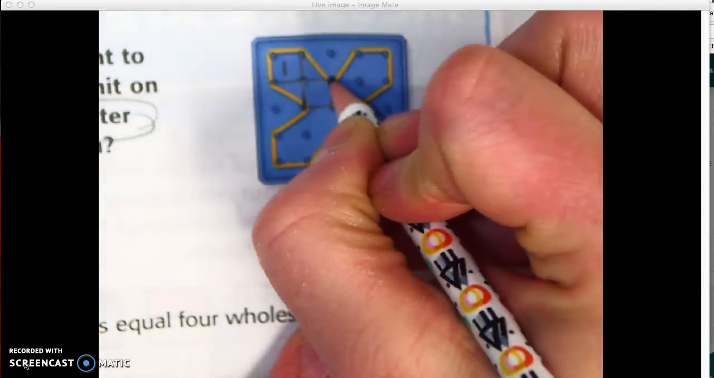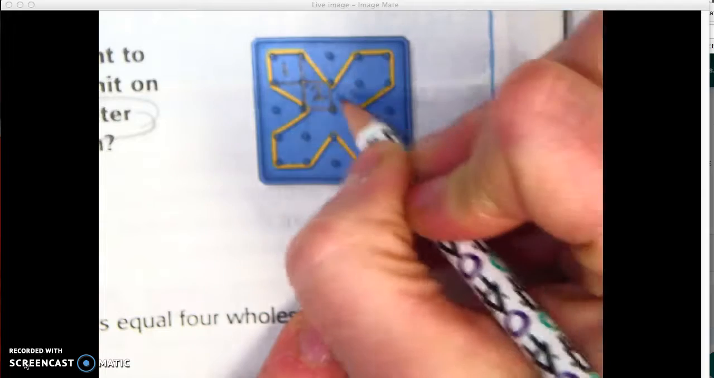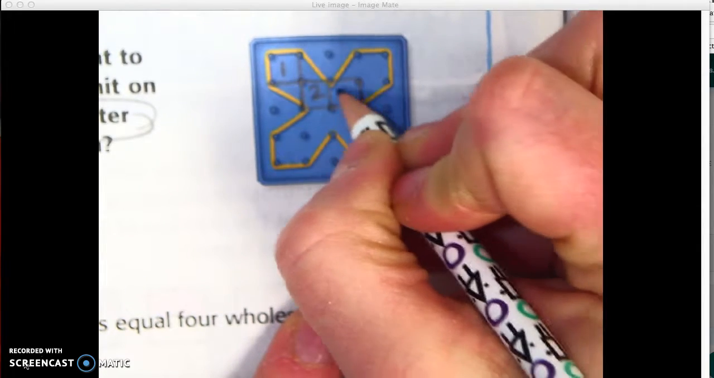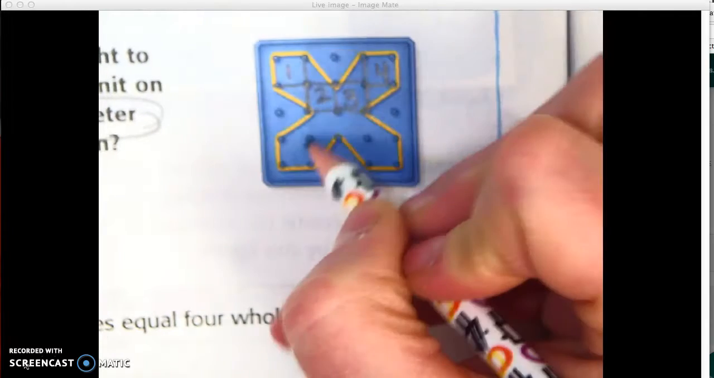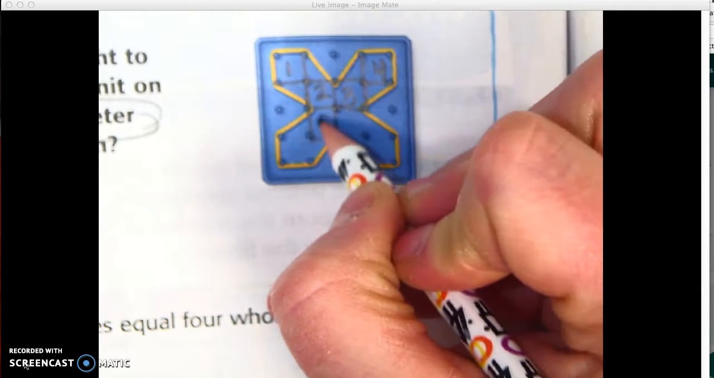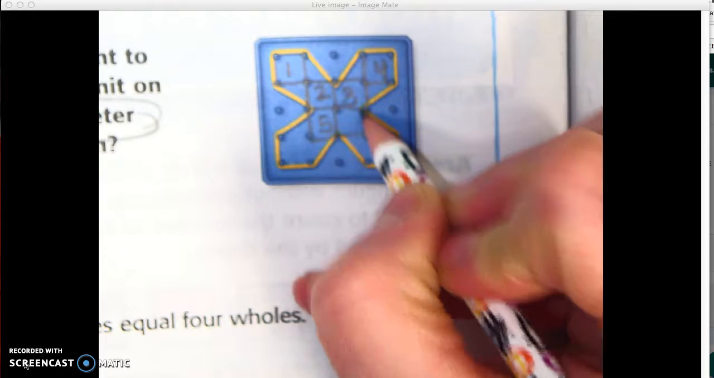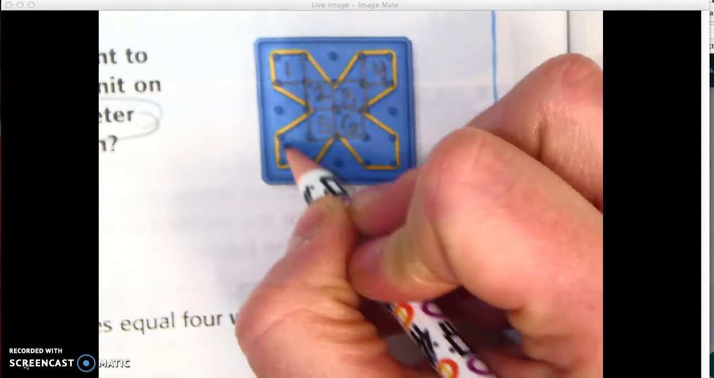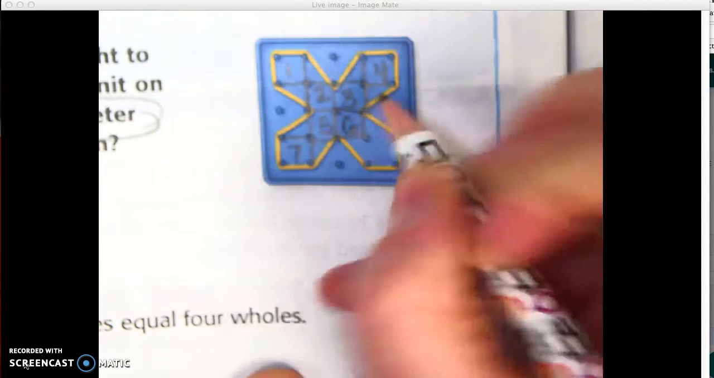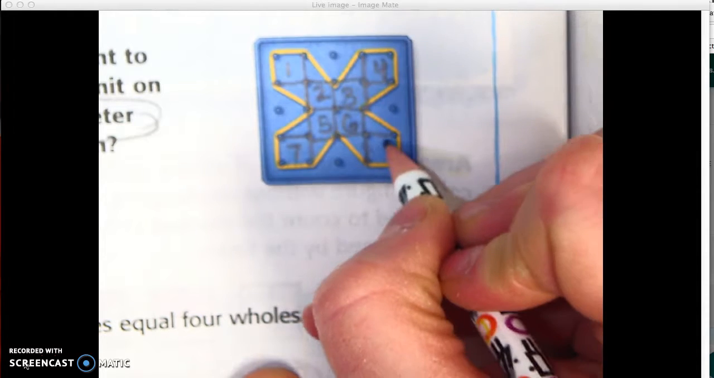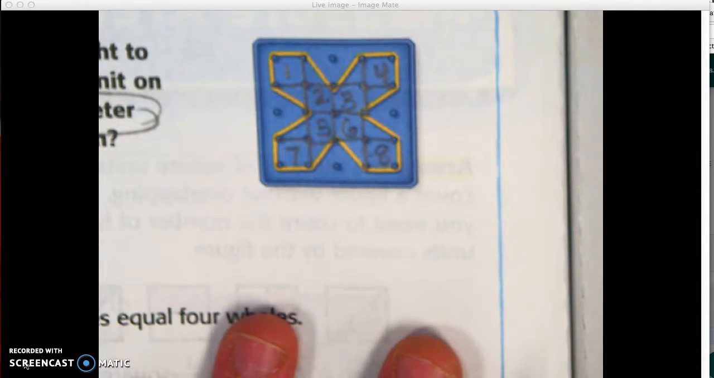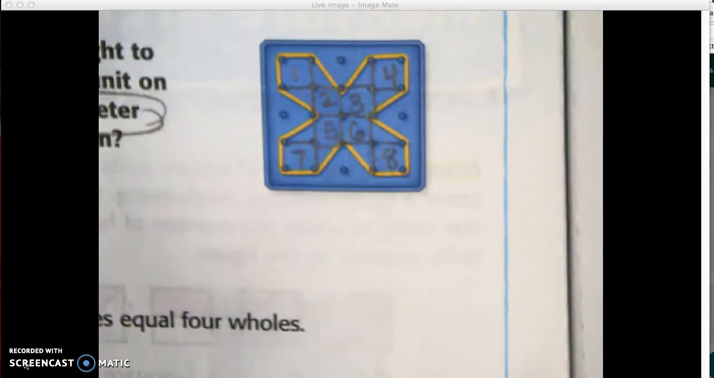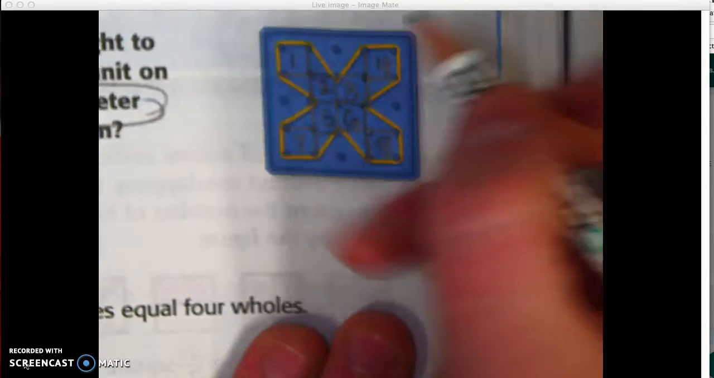This is another square. 2, 3, 4, 5, 6, 7, and 8. Then I can identify my half squares. Remember, 2 halves make 1 whole.